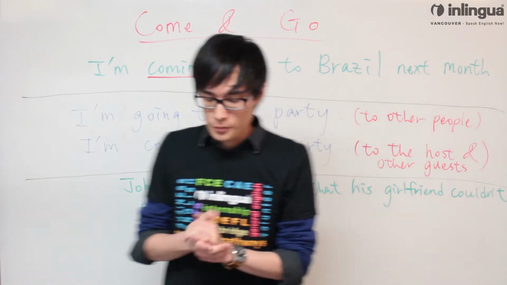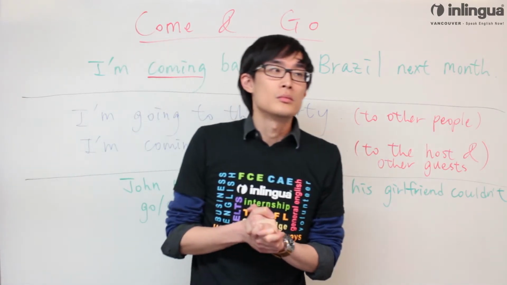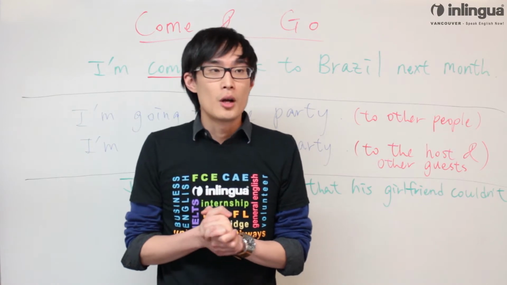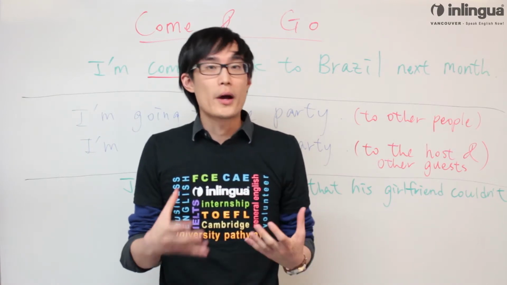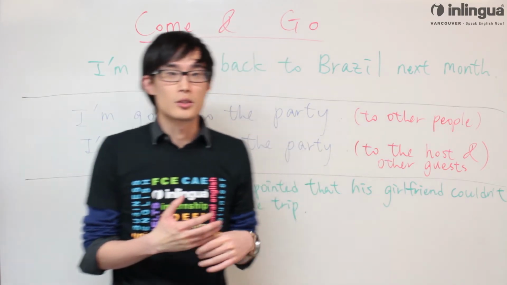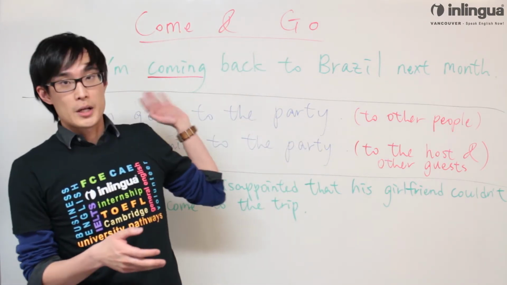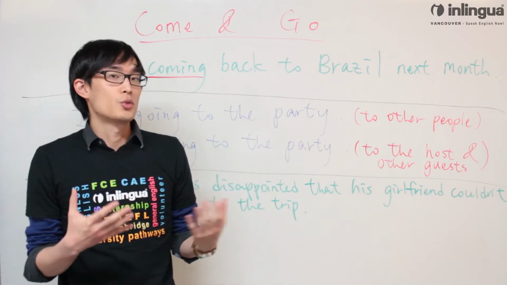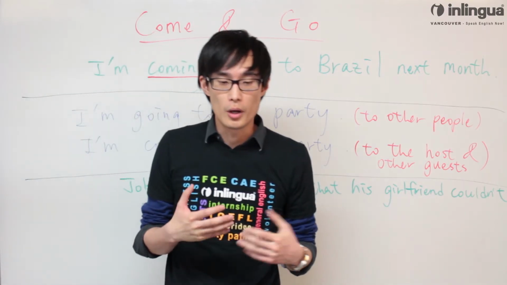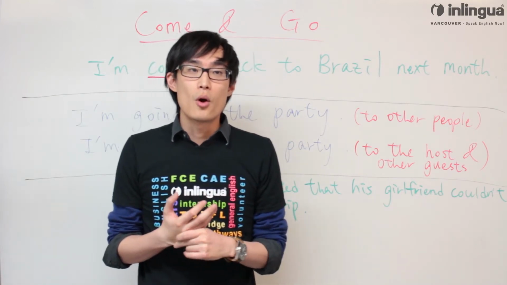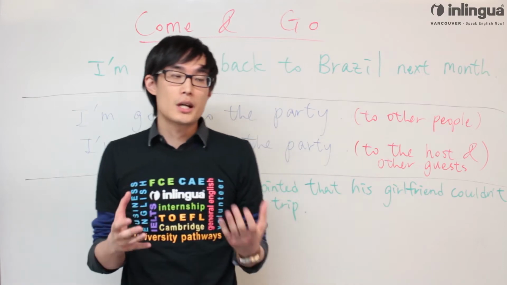Here's an example. A lot of our students stay in Vancouver for a long time, and when they're about to go back to their country, they will always say something like this. They say, "Oh, I'm coming back to Brazil next month." And of course, this would be wrong, right? You're supposed to say, "I'm going back to Brazil next month." Why? The reason is actually very simple.